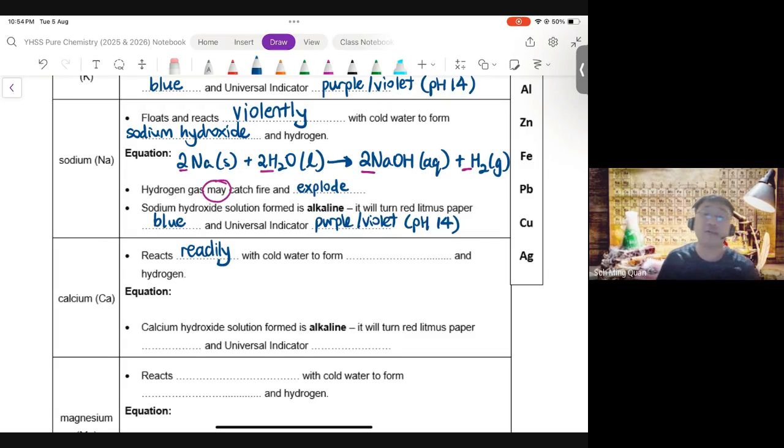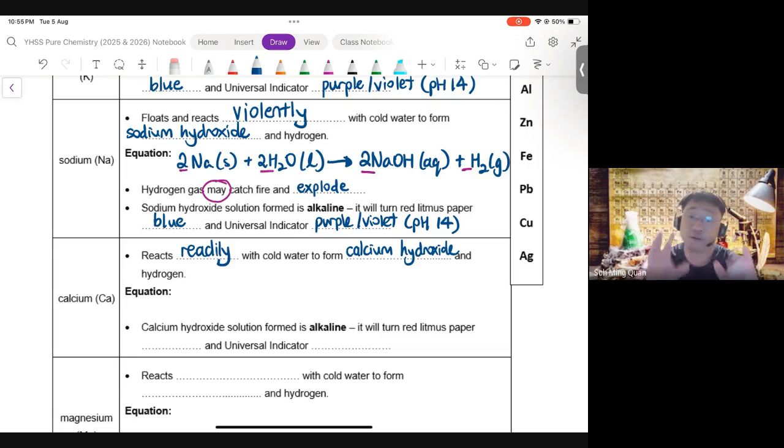So we say that calcium metal reacts readily with cold water. Readily means moderately. It's in between. Not too slow, but also not too fast and violent. Moderate. So it reacts readily with cold water to form, again, the hydroxide. So it's calcium hydroxide and hydrogen gas.